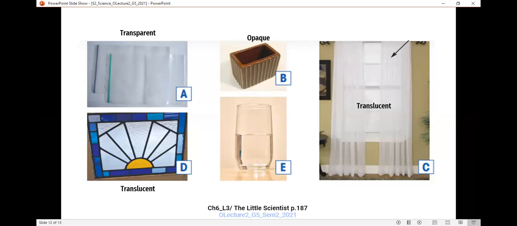Translucent. E, the cup of water. Transparent. We can see a clear image of what's behind. We can clearly see what's behind the cup.